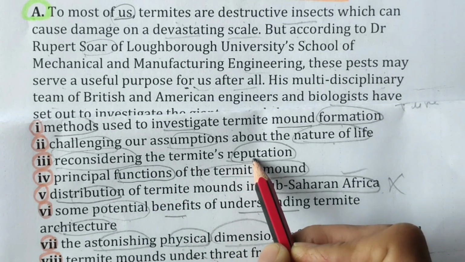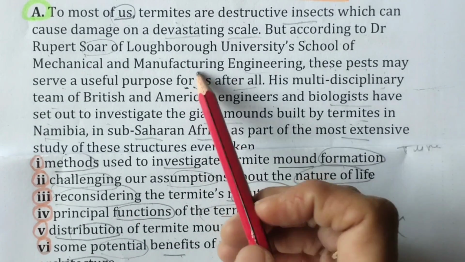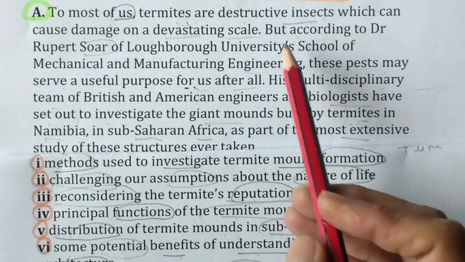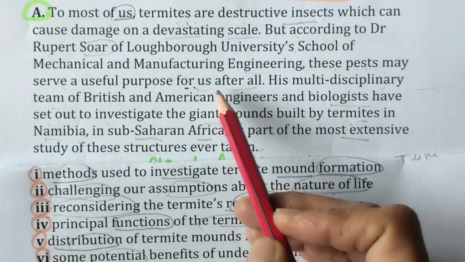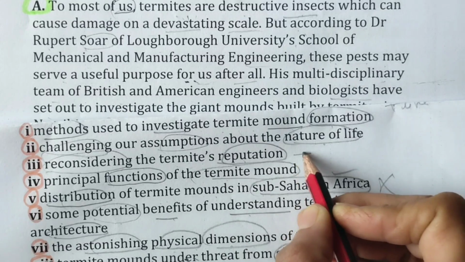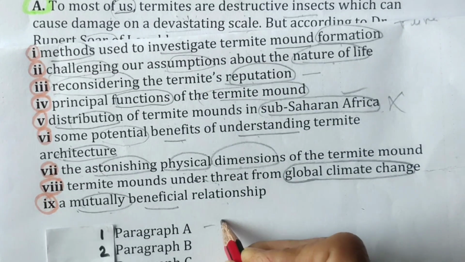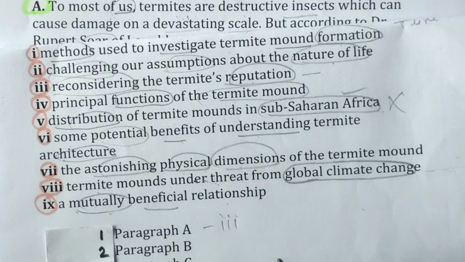Reconsidering termites' reputation. This we can select because earlier we were thinking something different, and this person has given a different point of view for these termite mounds. So we can select third number, with a number paragraph.